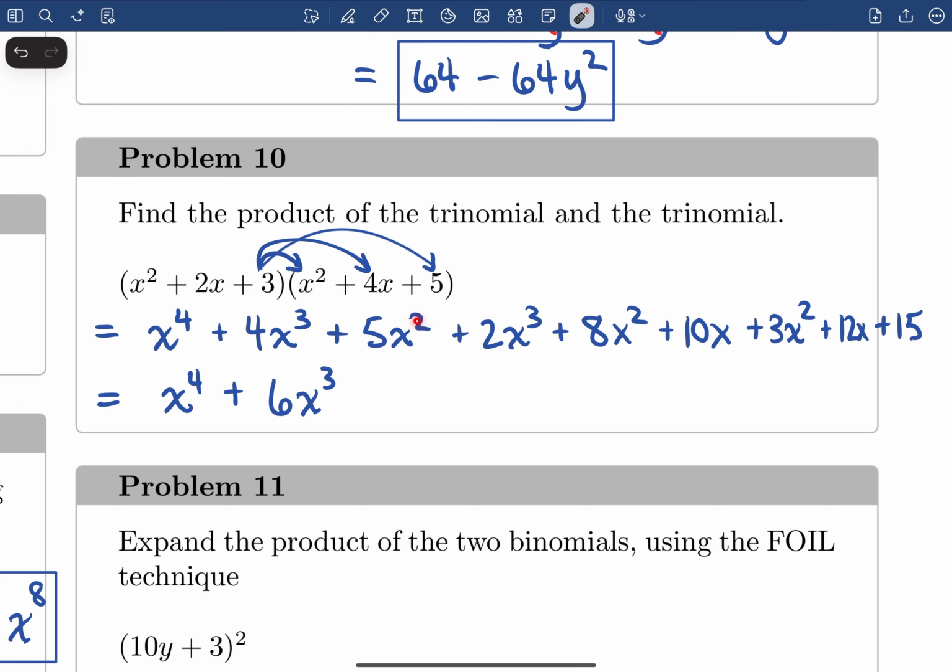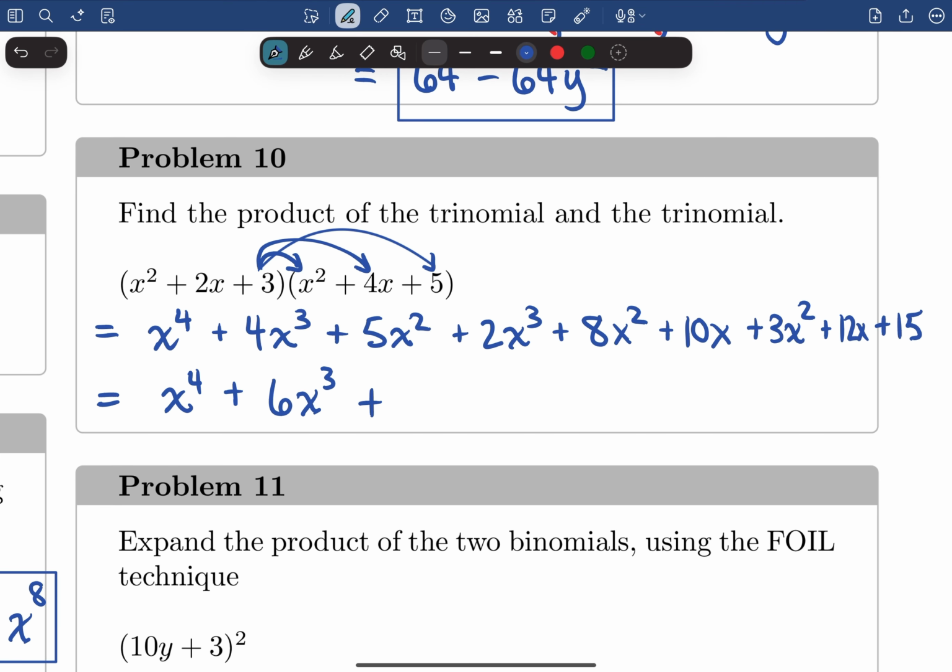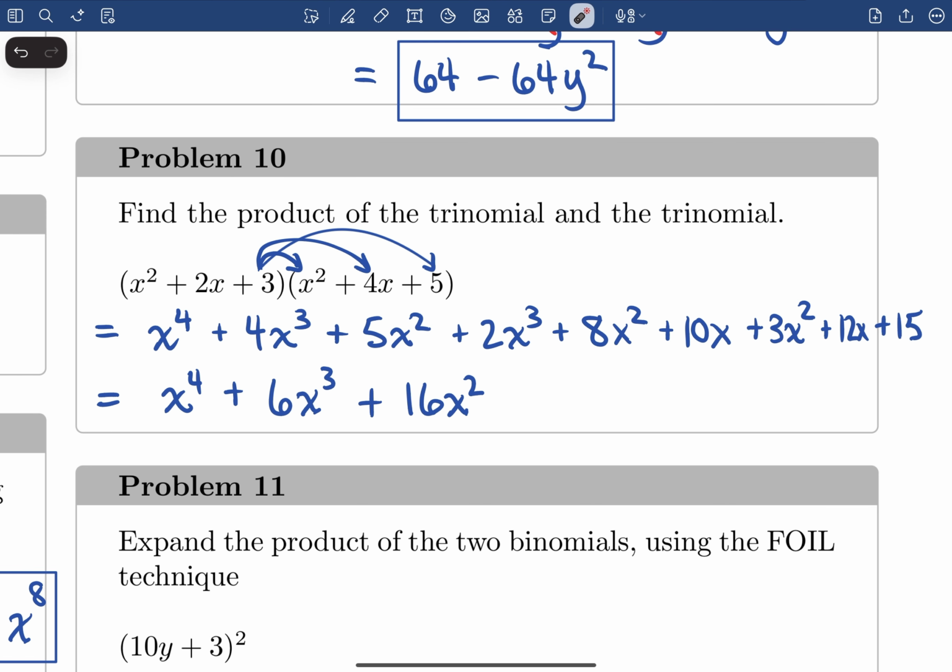So I see this term is an x squared term, this one is an x squared term, this one is an x squared term. So I can add them together as like terms. So 5x squared plus 8x squared plus 3x squared is 11x. No, it's definitely 16x squared. There we go. Because 5 plus 8 plus 3 is 16.